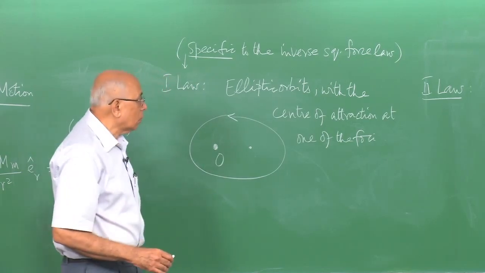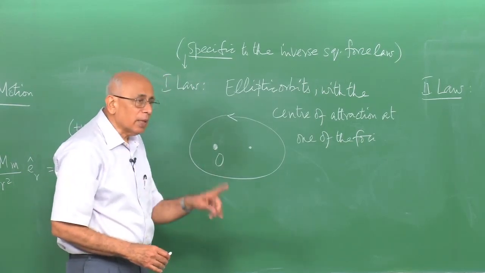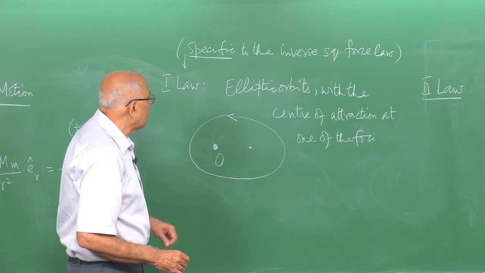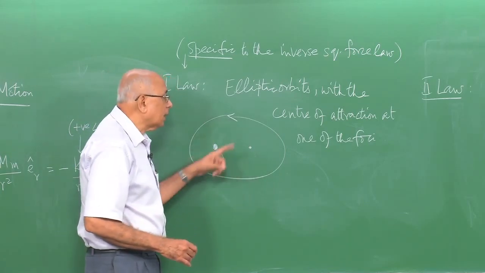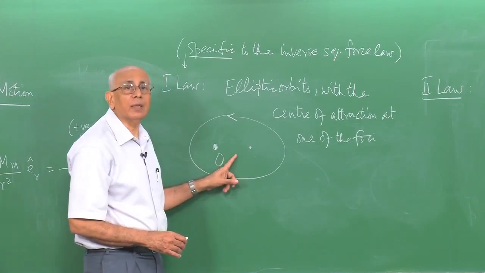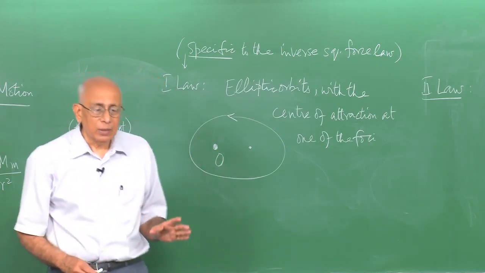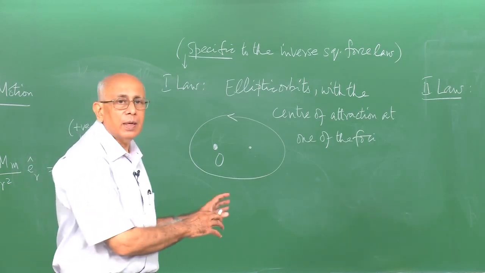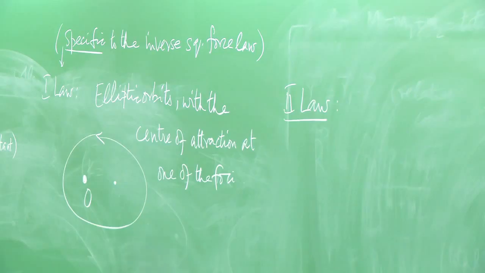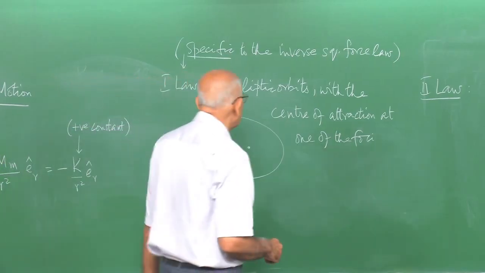To cut a long story short, there is another potential which we will talk about towards the end, where you again have elliptic orbits possible, but in that case the center of attraction is at the center of the ellipse and not at one of the foci. So this is what distinguishes motion under that potential from motion under a 1 over r squared force or a 1 over r potential, the Kepler problem or the Coulomb potential here.